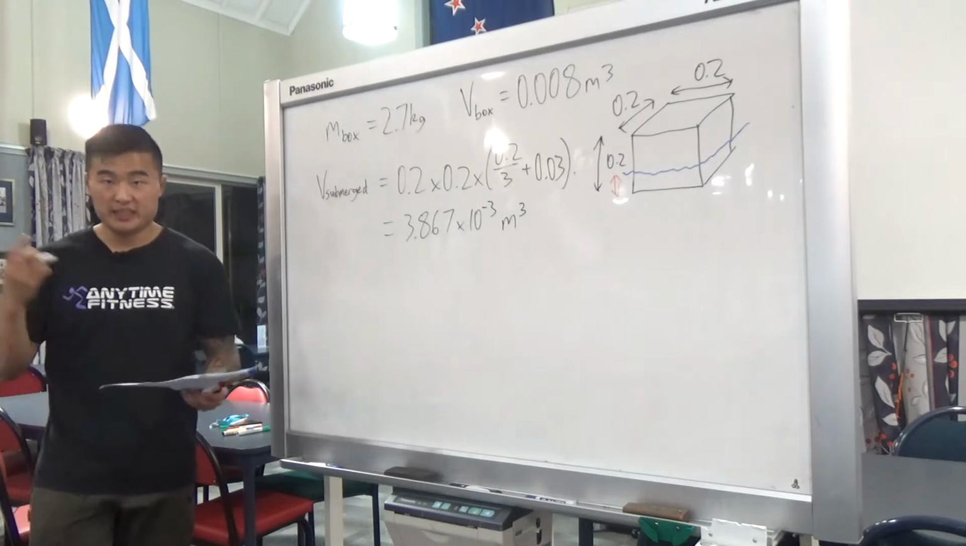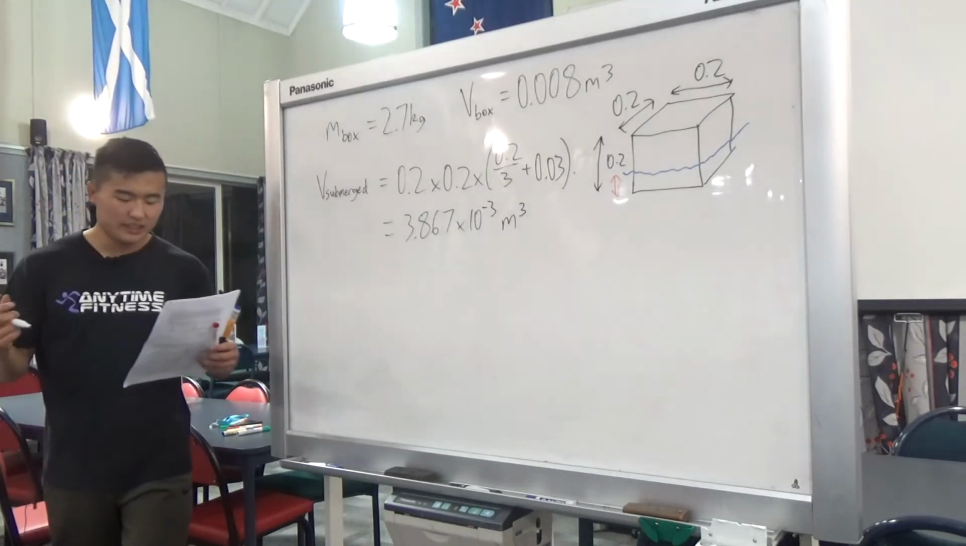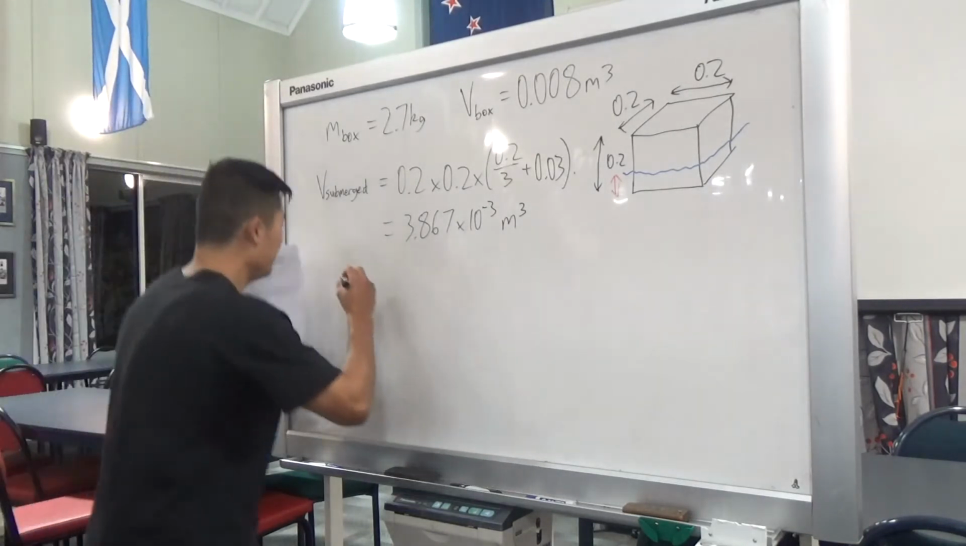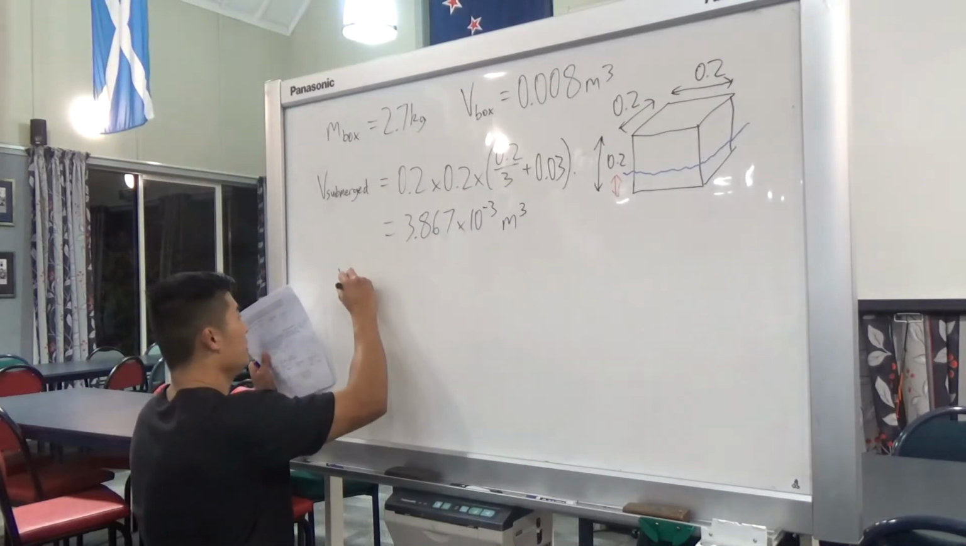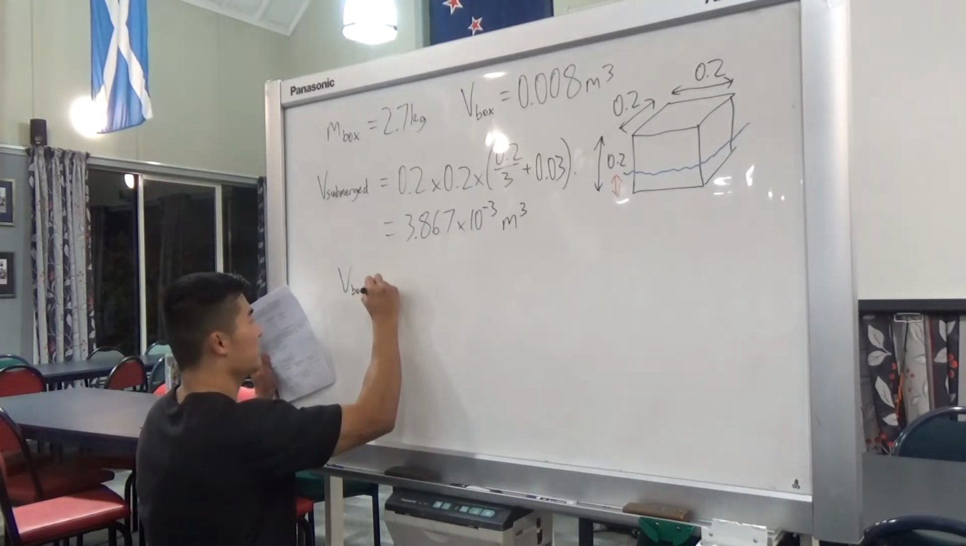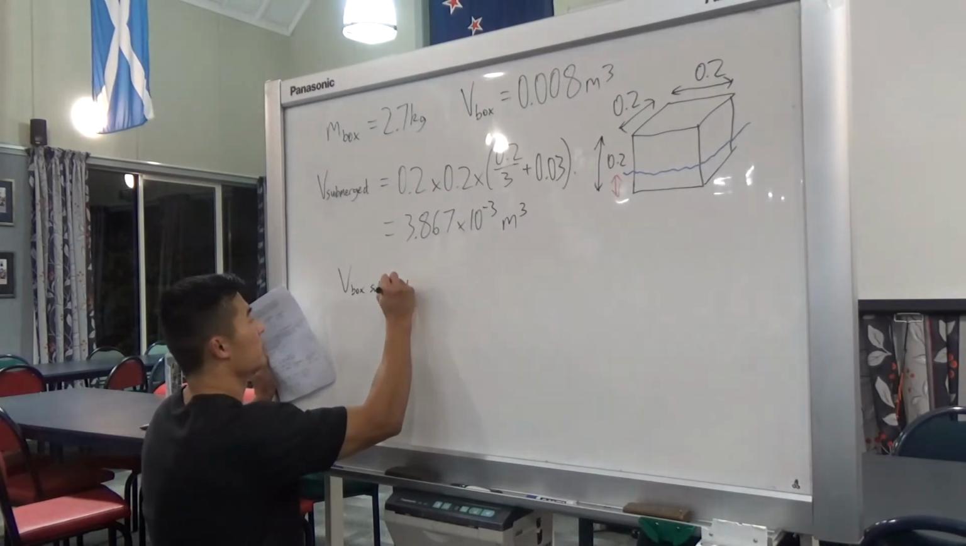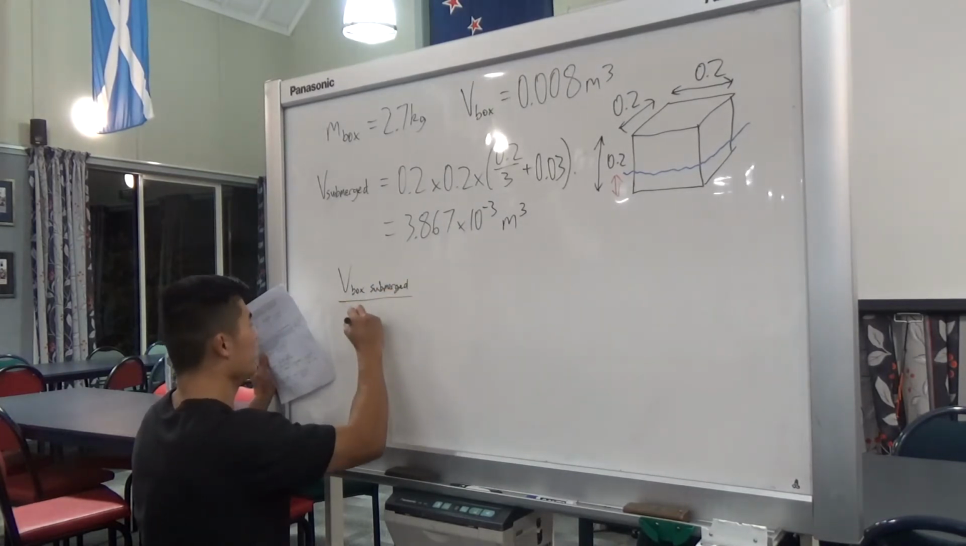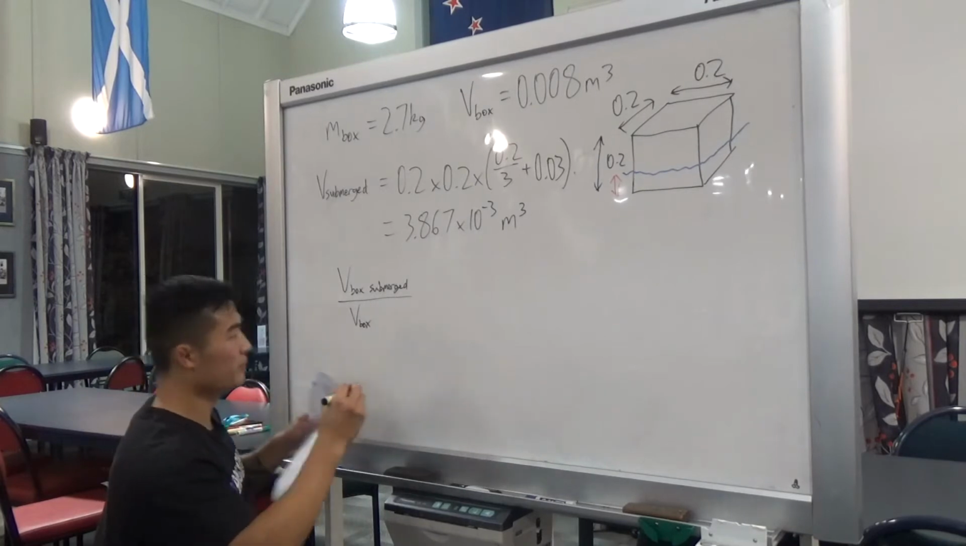And you're going to find out the percentage of the box that's now submerged. So that's going to be the volume of the box that's submerged divided by the total volume of the box.